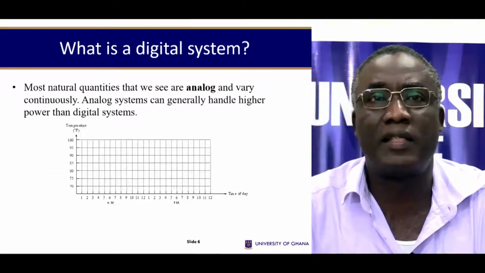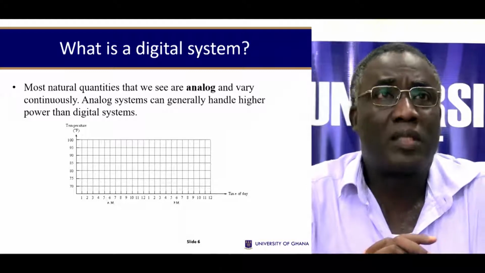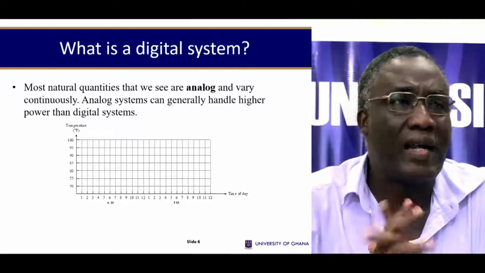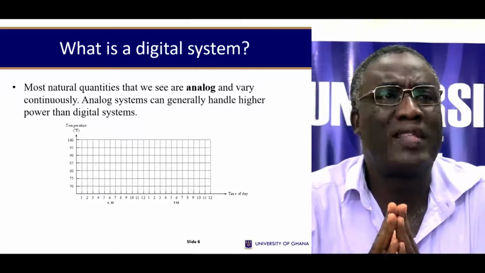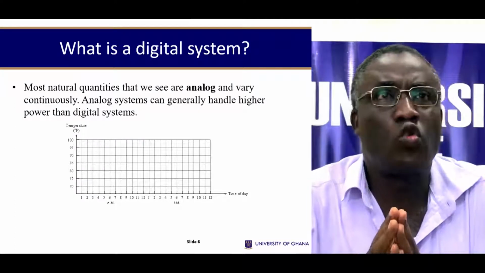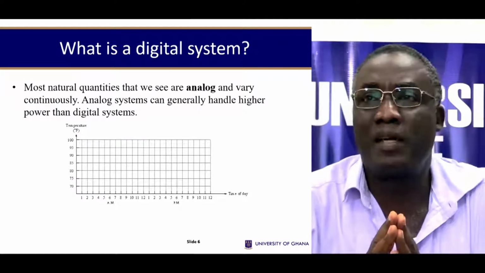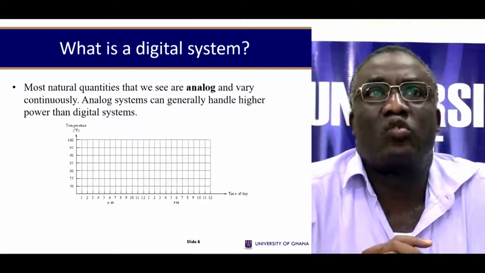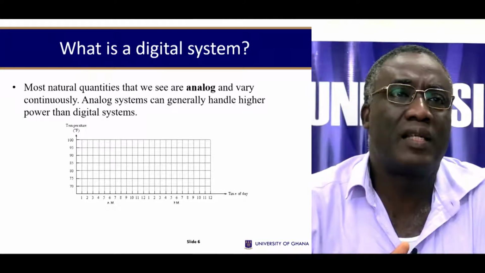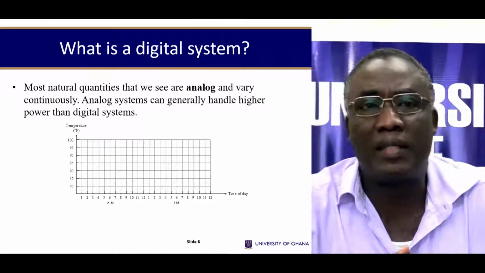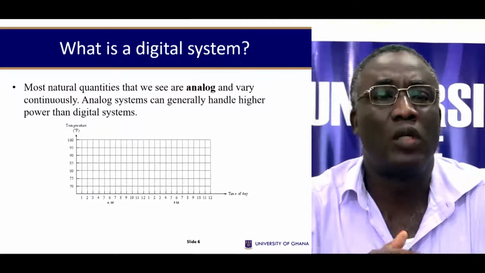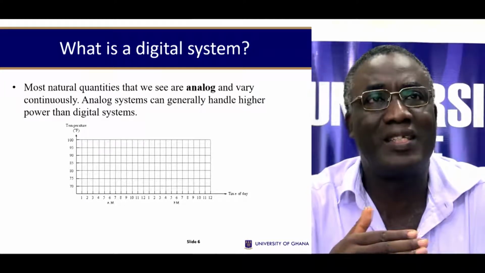So, what are digital systems? Most quantities that we come across in nature or see are analog. What do we mean by that? What it means is that these systems or these signals or quantities vary continuously. So, for example, the temperature that you might measure in a day would vary continuously. It doesn't just simply jump from, let's say, 30 degrees to 25 degrees or 35 degrees. You know, it will continuously, gradually change.